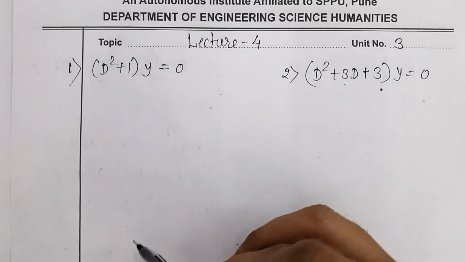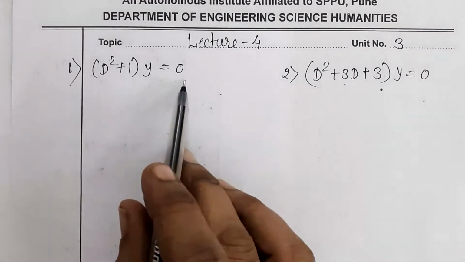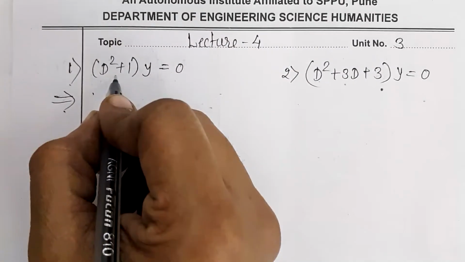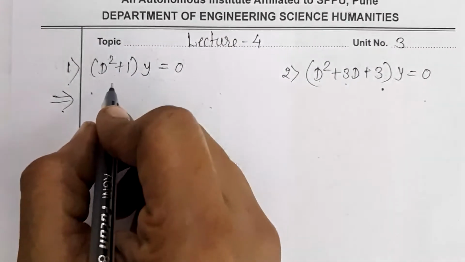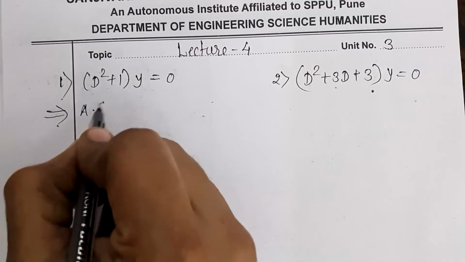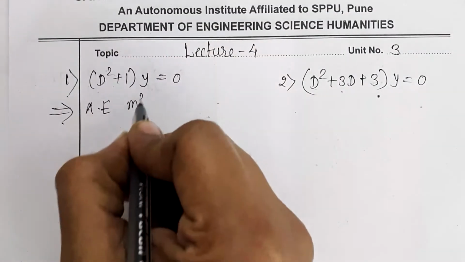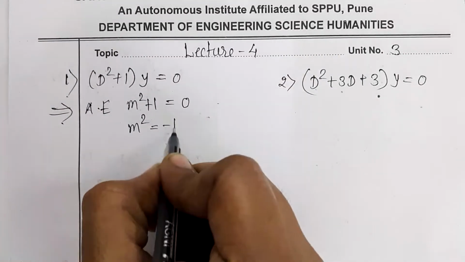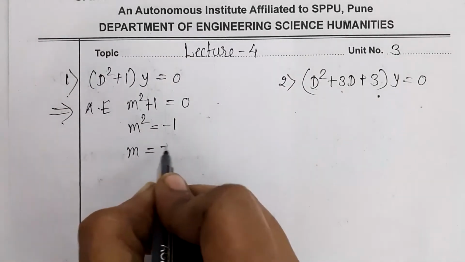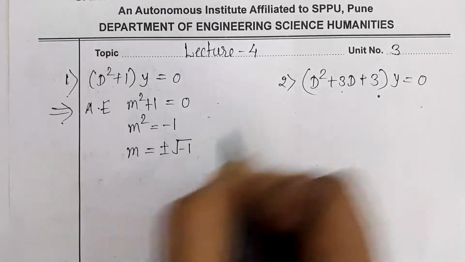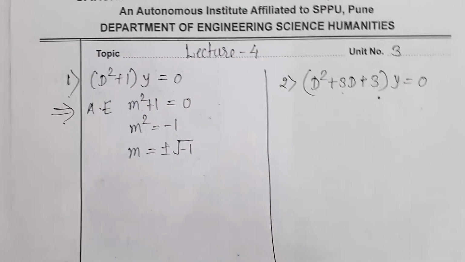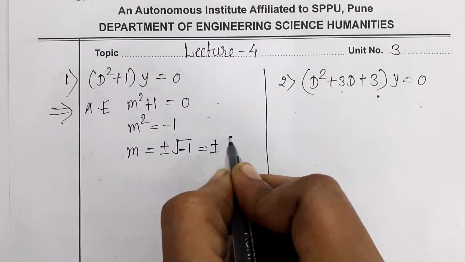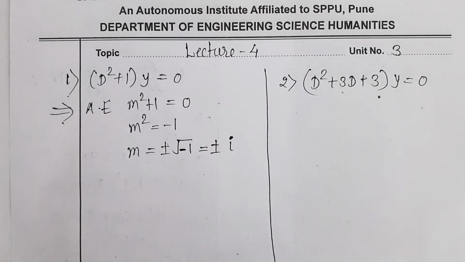First example is (D² + 1) y = 0. Now again, first this equation is in terms of D, so directly we can simplify it. Auxiliary equation: replace D by m, so m² + 1 = 0. m² = -1. m = ± square root of -1. Square root of -1 is the imaginary term i. So it is ± i.